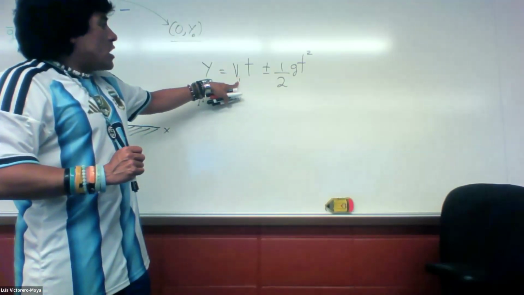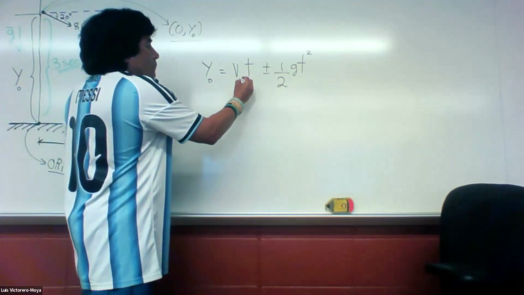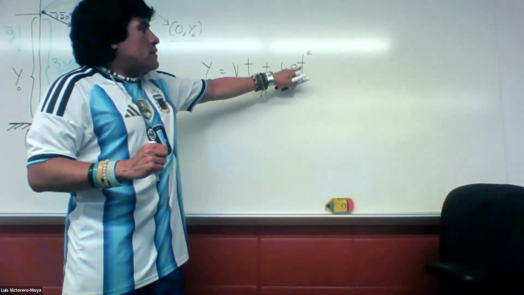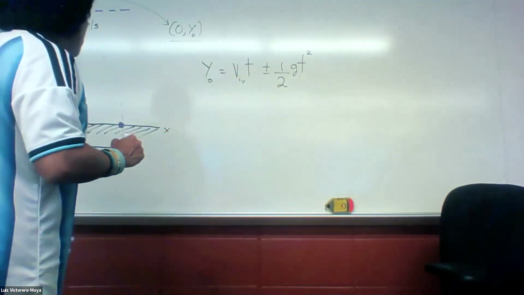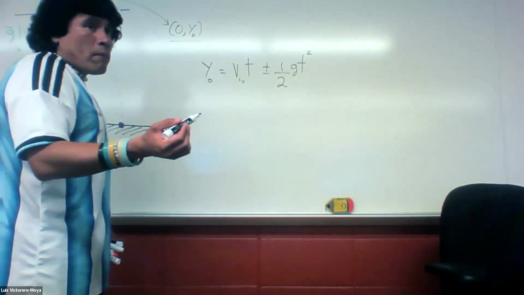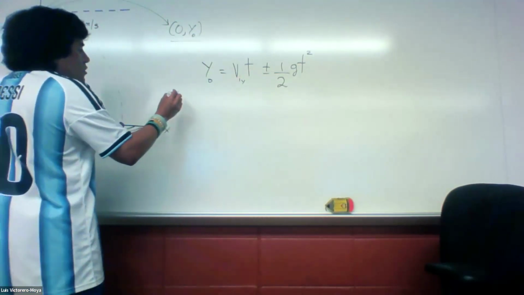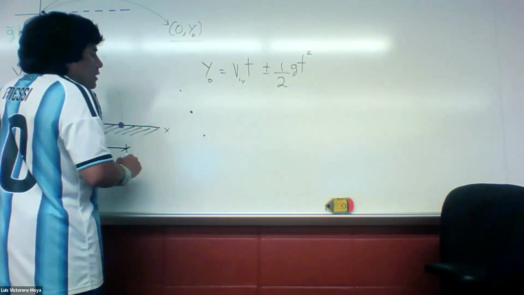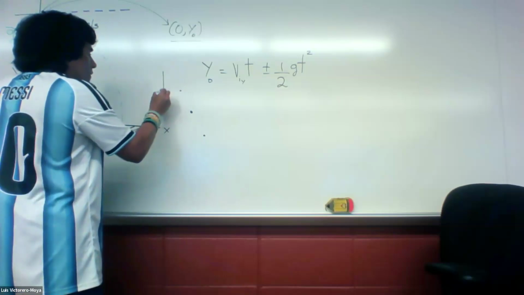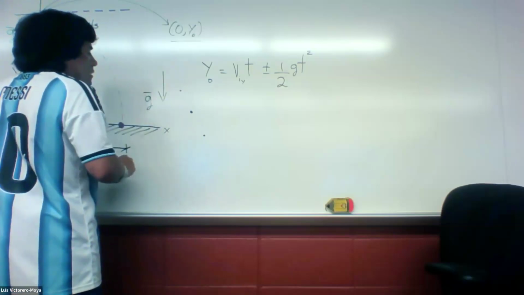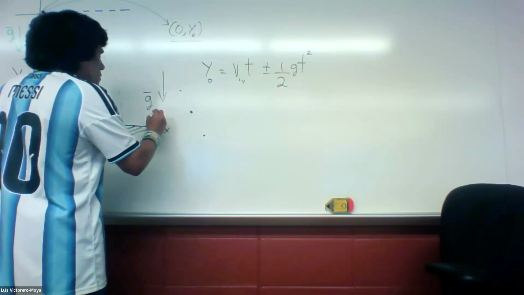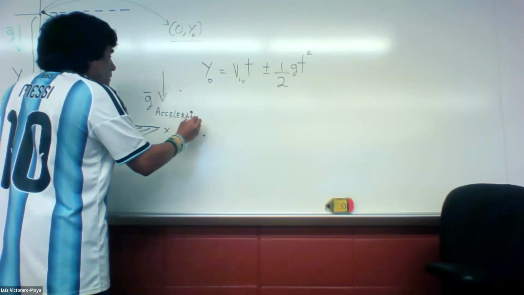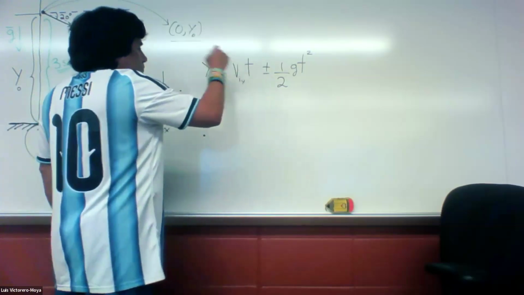Now, V initial is V initial on Y. T is time, which is 3 seconds. G is gravity. So what about here? Since now we're talking about values or magnitudes, we have to think about what's going on with the ball as it's going down. Due to gravity, the ball is accelerating, so it's speeding up. So we use the positive here.